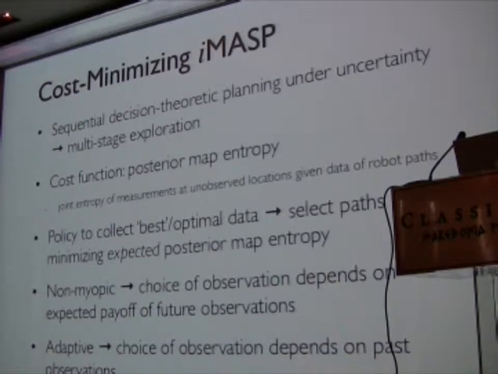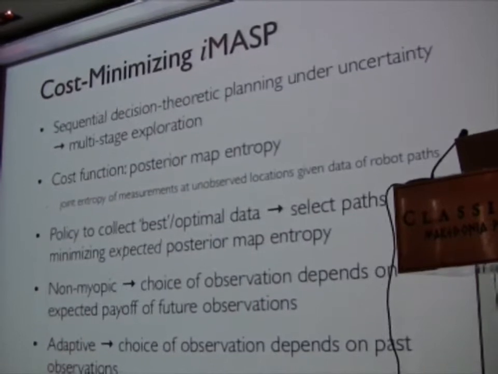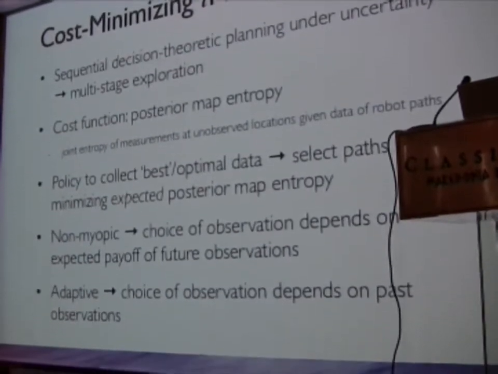Initially, before the robot starts to move out, it doesn't have any data, right? So what happens is that you have to select paths that minimize the expected posterior map entropy because the data is actually unobserved. That's what I mean when I want to come up with a policy to collect the optimal data, which is to select paths that minimize the expected posterior map entropy.